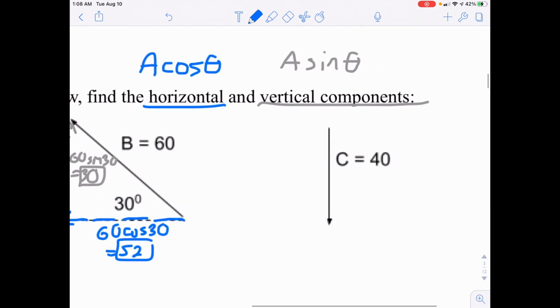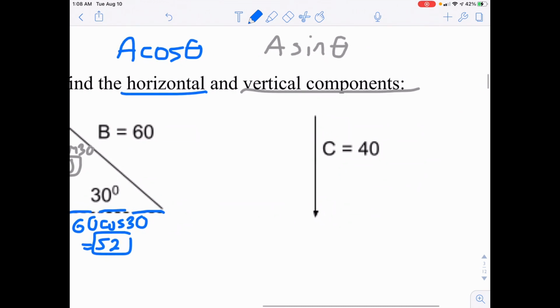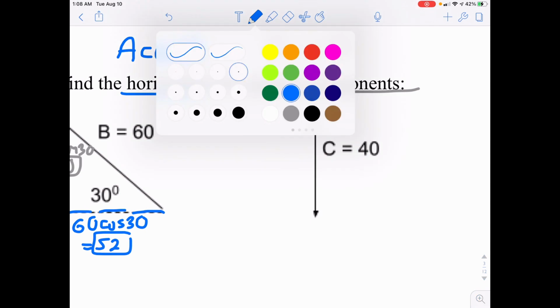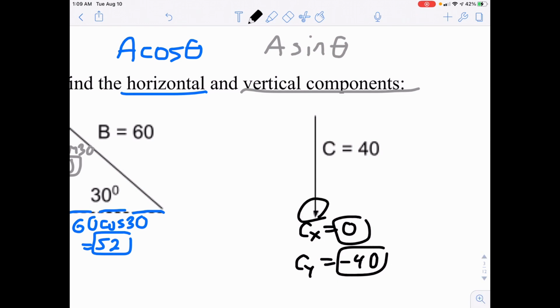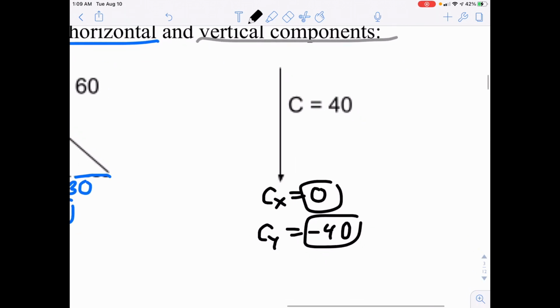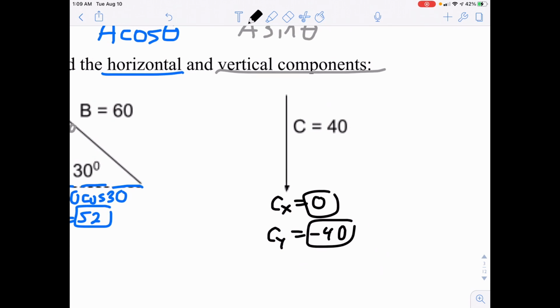But then what if we have a vector that's going straight down? Well, it has no angle. Therefore, we have C in the x direction is 0. You don't have any vector components in the x direction because it's only going vertical. C in the y direction, however, would equal negative 40, negative because we're going downward, and 40 because that would be the actual magnitude. Now, how do we come up with negative 40?